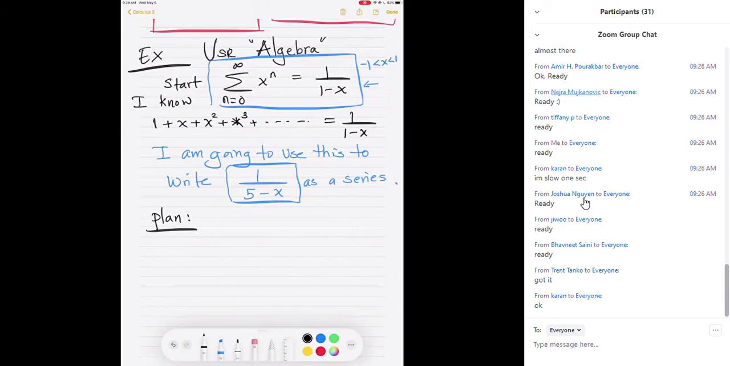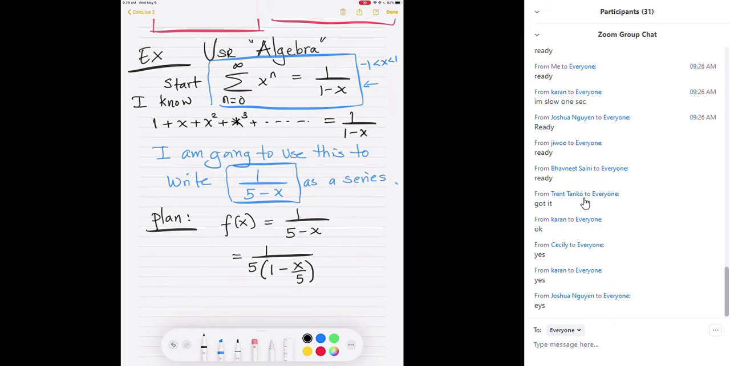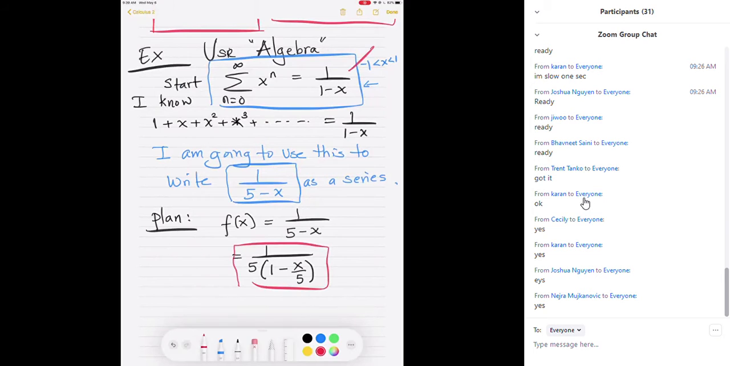The plan is first work with the function itself. So the function is 1 over 5 minus x. So can I write this as 1 over 5 times 1 minus x over 5? Can I write it like that? You can unmute yourself today and just say yes or whatever. So no questions there. That means what? I just factored out 5. The question is, why did I do that? Because now I'm looking at this one and I'm looking at my model. And what substitution do you think?